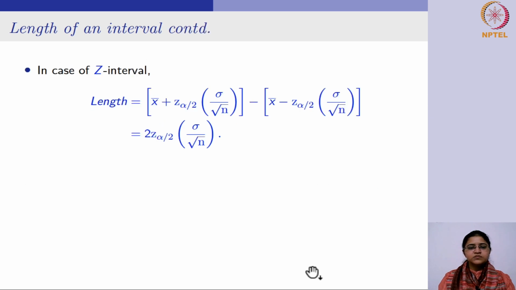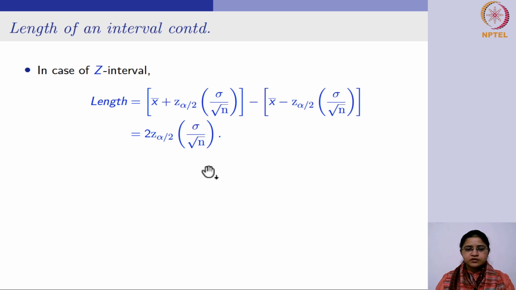So based on this, if you consider the z interval, then the length of the z interval will be what? U in this case would be x bar plus z alpha by 2 sigma by root n, minus the lower quantity. So the sample mean would cancel out from these two terms in the square bracket, and you will be left with twice z alpha by 2 sigma by root n.